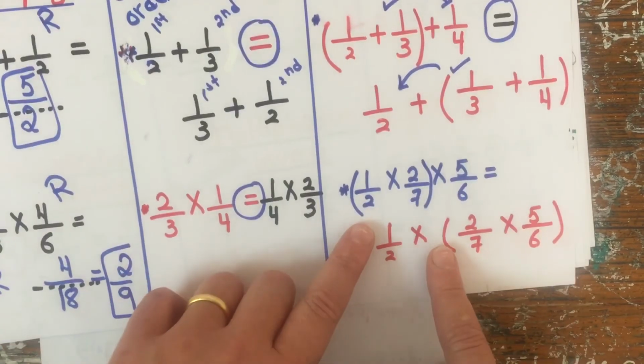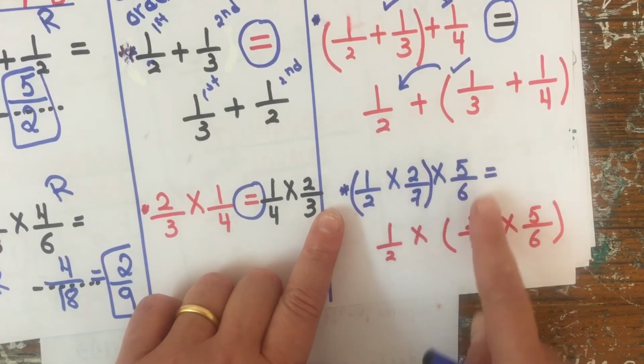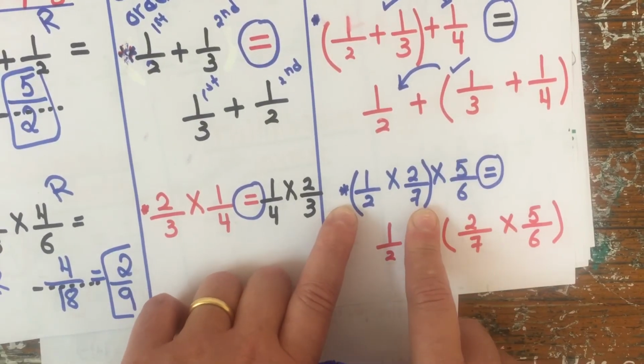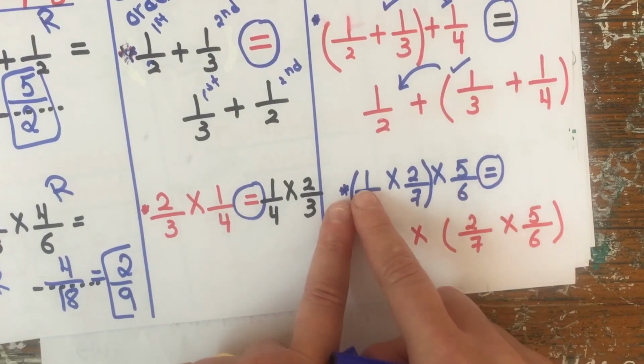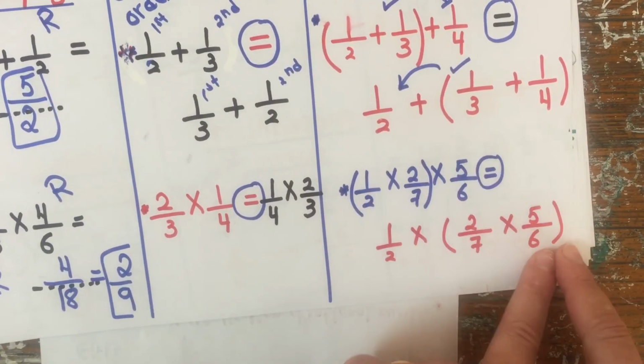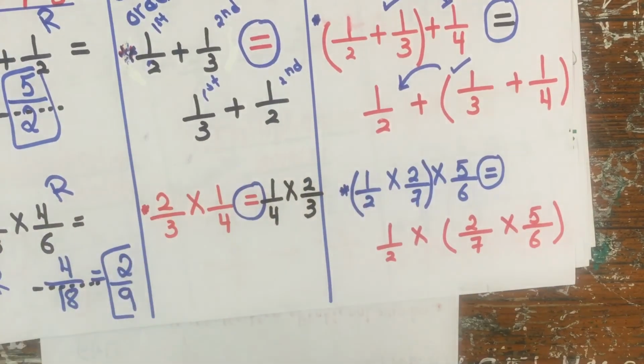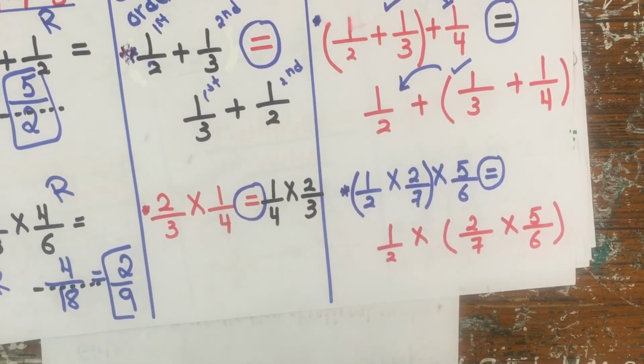If we have multiplication also, half times 2 over 7 times 5 over 6, and we said equal. We put the bracket on the first two, and then we leave the rational numbers as they are. Did you see the rational numbers as they are? And we put the bracket on the last two. So this property is called associative property.